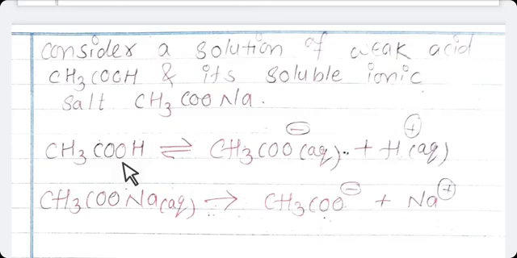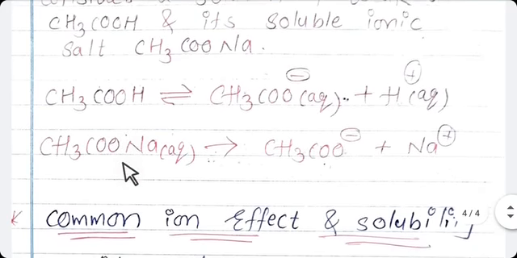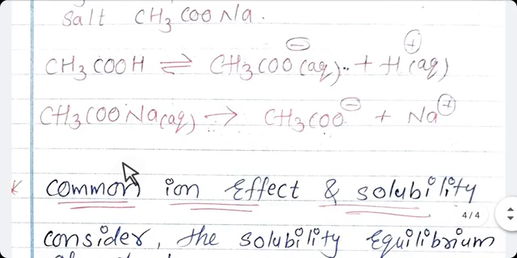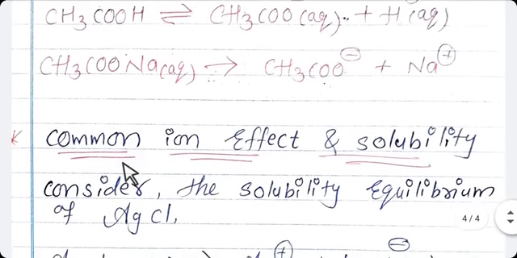Only the dissociation of the weak electrolyte is suppressed. The next topic in this reaction is common ion effect and solubility. For understanding this topic, just consider the solubility equilibrium of silver chloride.